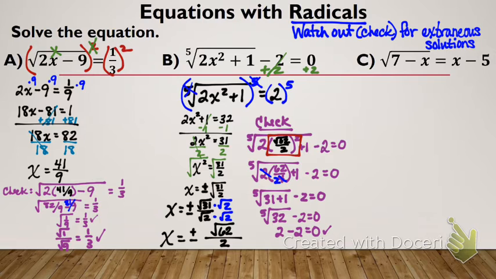If I have a negative under here, does that change this at all? No. Why? It's squared. Because it's squared, it's going to turn it into the positive. So positive or negative works here. So we can keep both answers.